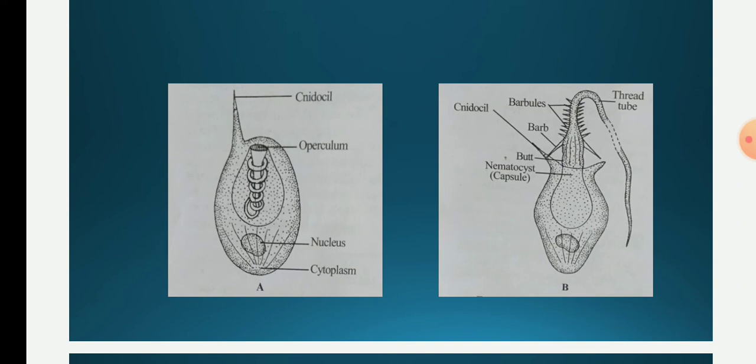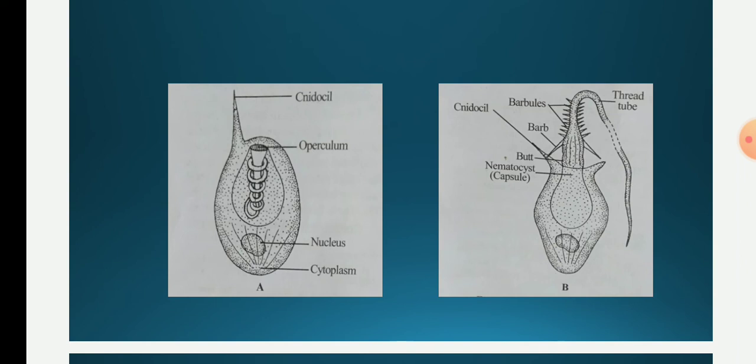We can see that the end of the nematocyst is produced into a long hollow tubular structure called a thread tube. Look at picture B. In figure B, it is shown that the nematocyst is produced into a long hollow tube-like structure called a thread tube. It opens at the end. It remains coiled like a watch spring inside the nematocyst in a resting stage.